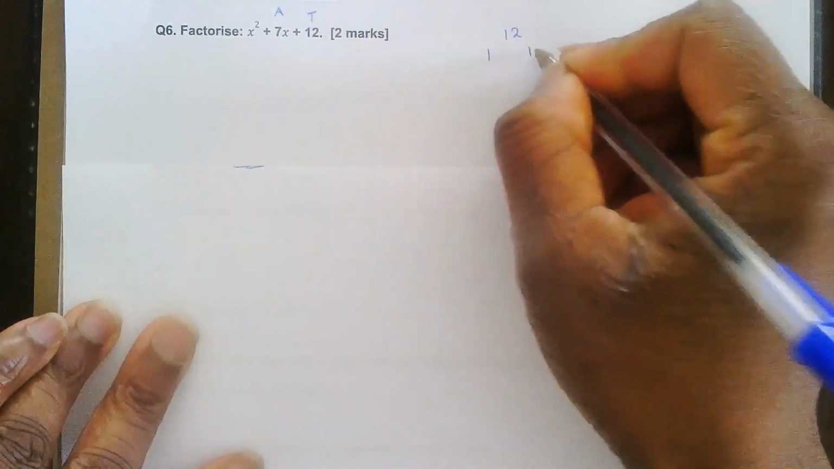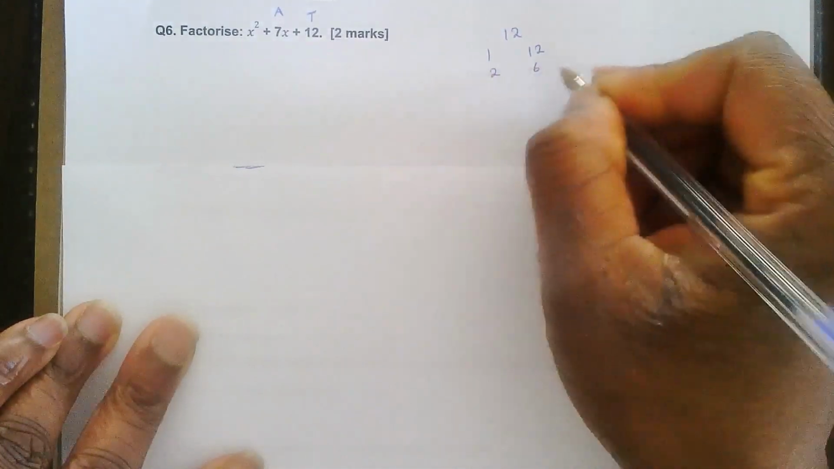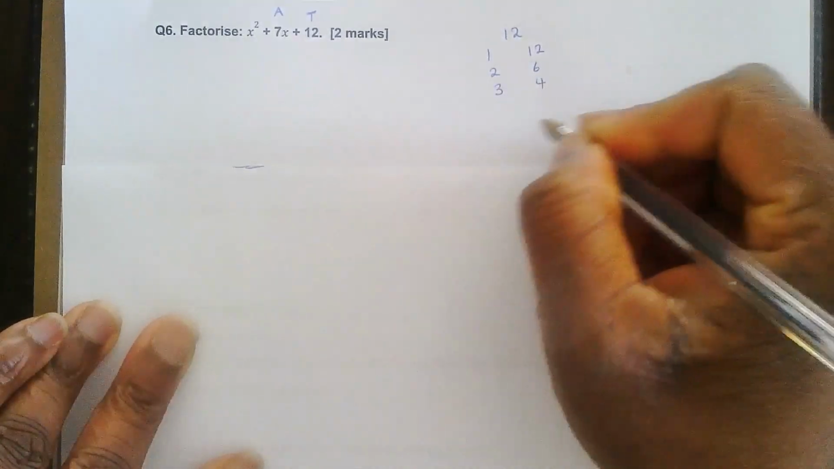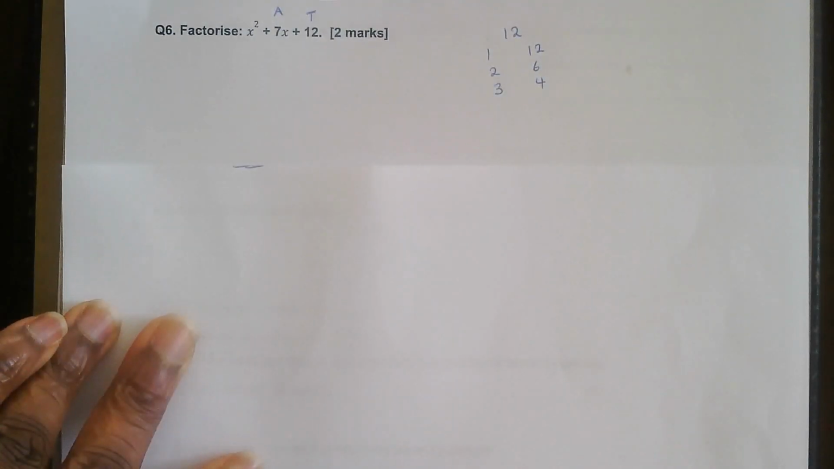So let's do our pair factors of 12. 1 times 12 is 12. 2 times 6 is 12. 3 times 4 is 12. 4 times 3 is 12. So we've exhausted all of the factors of 12.